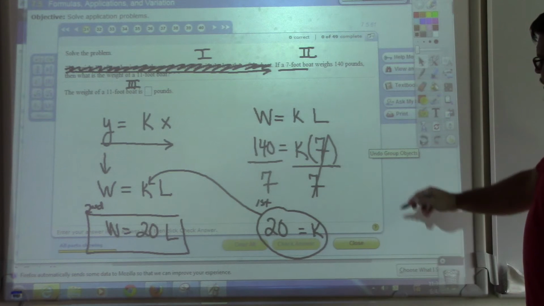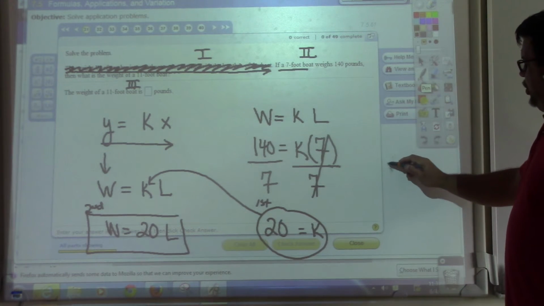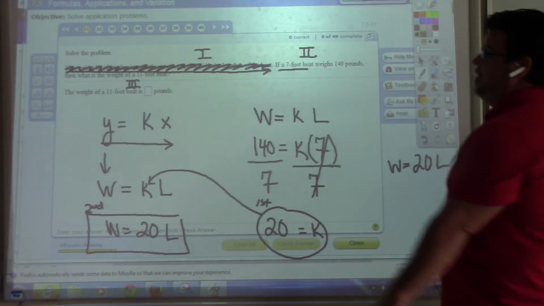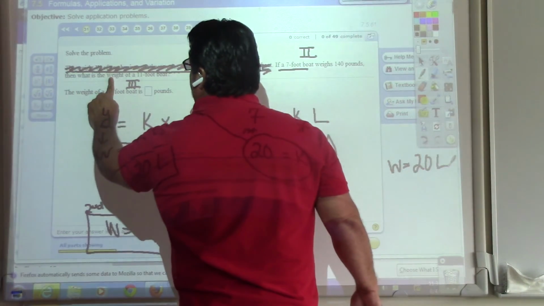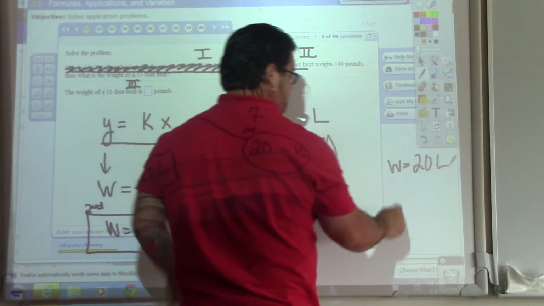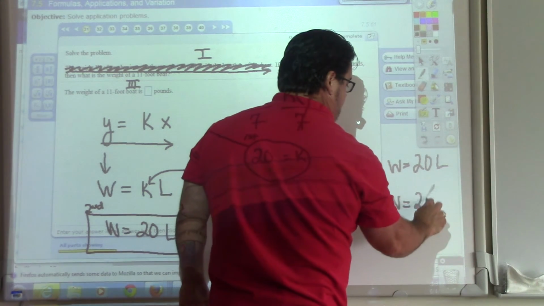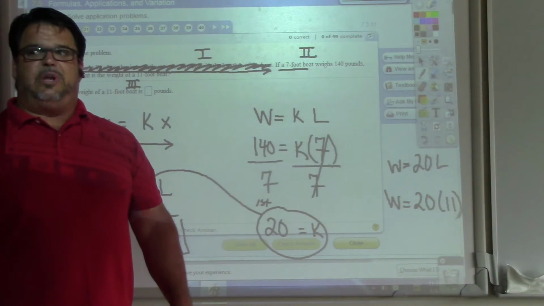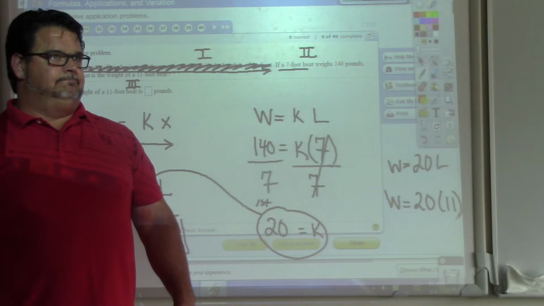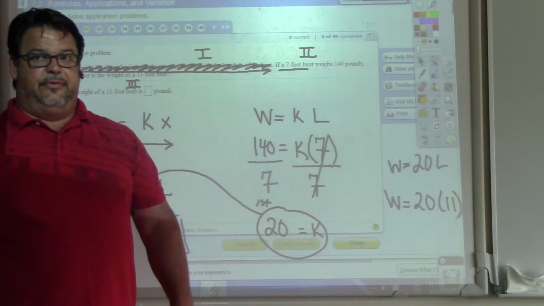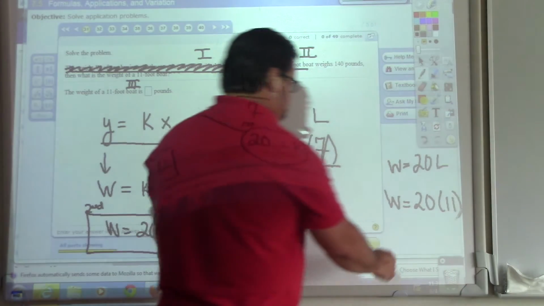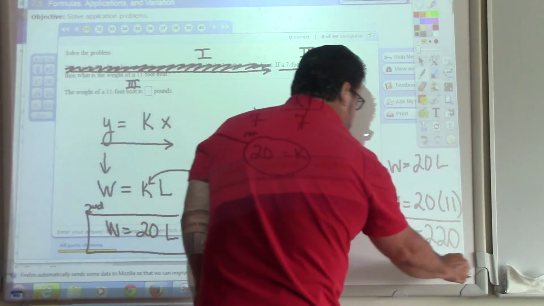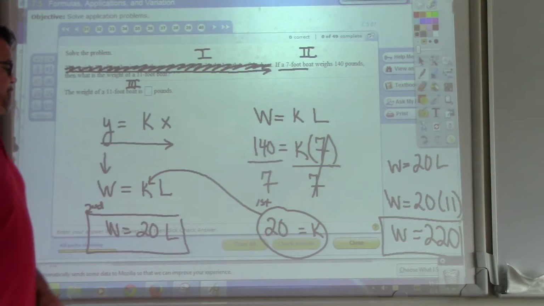Anyway, so I'm going to go over here and do the last part. So W is equal to 20L. And my last part says, what is the weight of an 11-foot boat? W is equal to 20 times 11. And you do not need a calculator, because what's 20 times 10? 200. And then 1 times 20 is 20, so 220. And that's the third type.